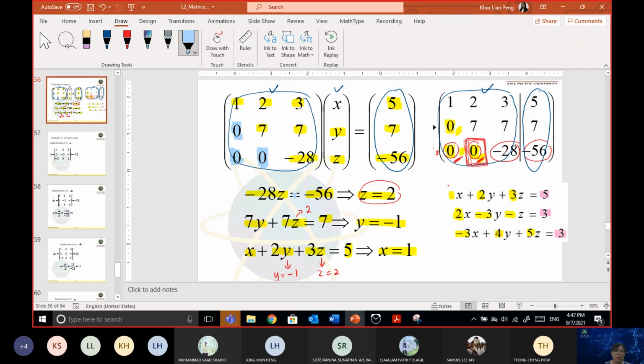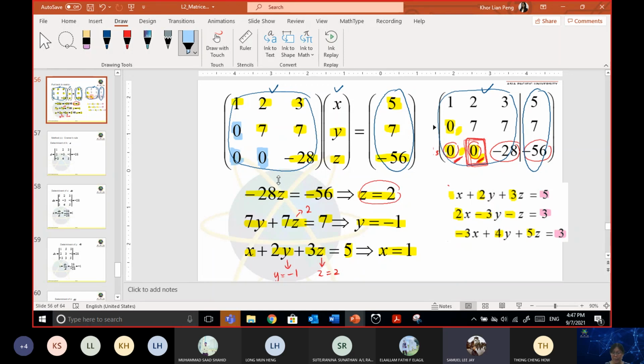Okay, so can you see, when these three become 0, the third equation only has one unknown. The second equation has two unknowns, and the first equation has three unknowns. So we start solving the one unknown from the third equation, followed by the second equation, followed by the first equation. Then we can find all the values of x, y, z. Okay, so can you understand?